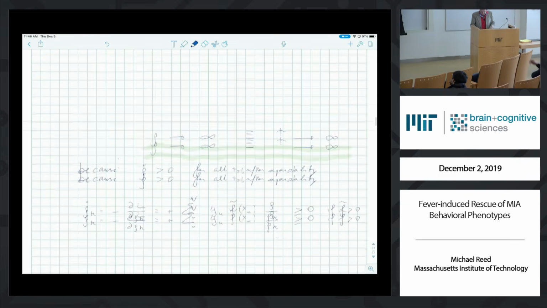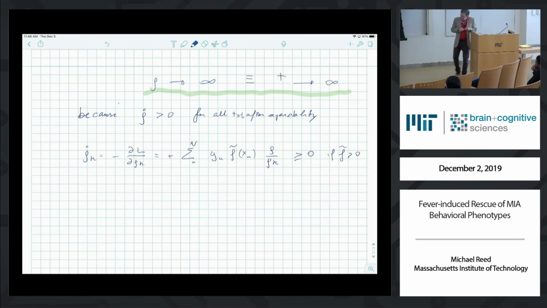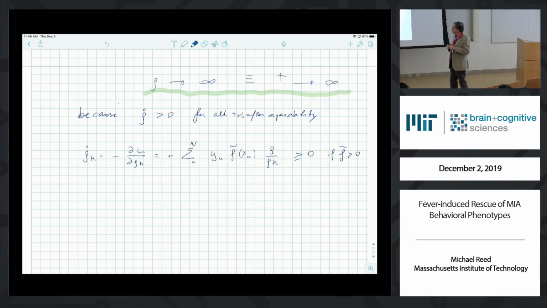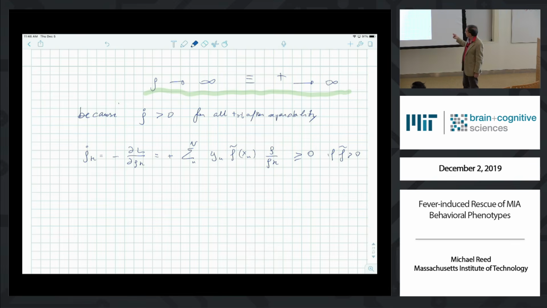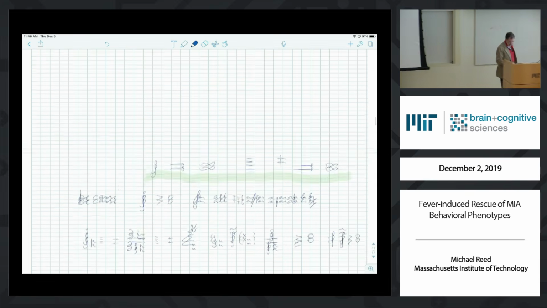But let me first see what happens when rho goes to infinity. Essentially, going with rho to infinity: the previous equation was for fixed rho, and I can just take rho to infinity in these equations here.